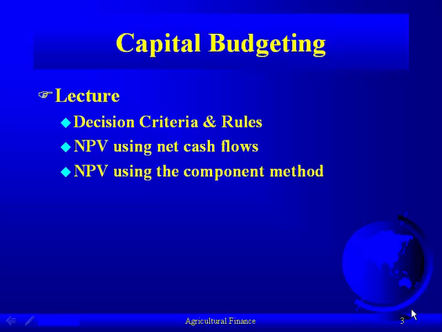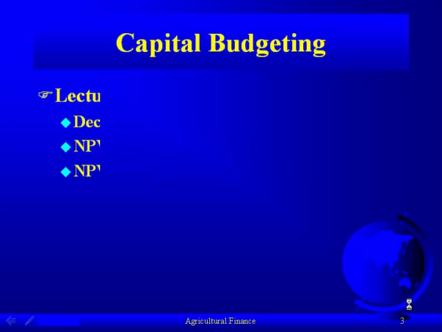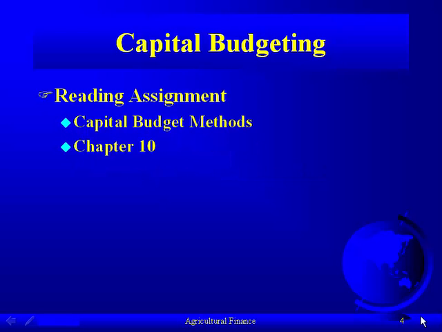We're going to first today talk about decision criteria and rules. Then we're going to show how net present value can be used if we use net cash flows. We're going to get into the net present value using the component method. We'll argue that there's a reason for using the component method as opposed to the net cash flows. In terms of the reading assignment, you're now into Chapter 10.